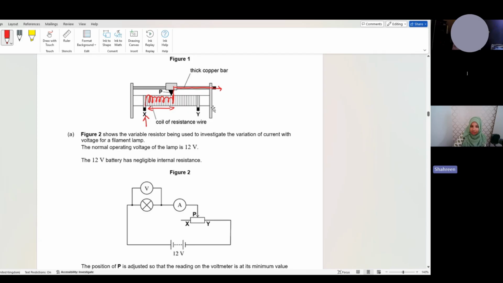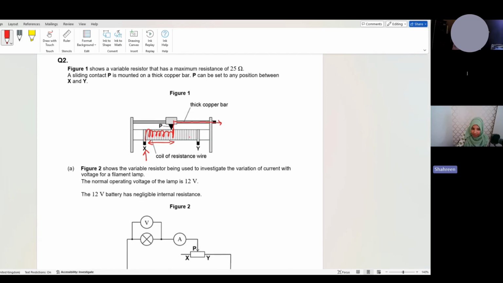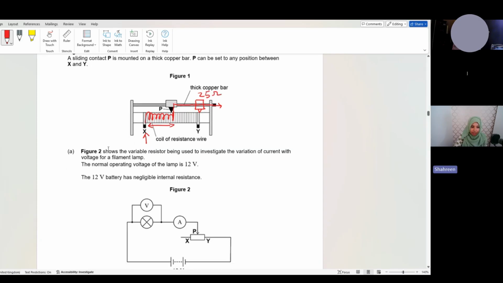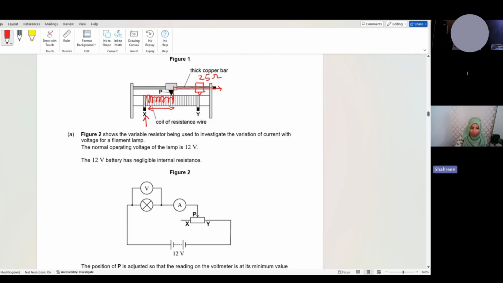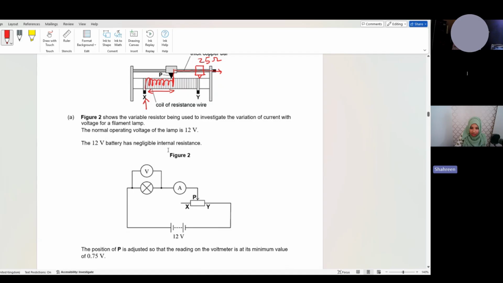So the maximum resistance you can have for this, let's say if you moved the slider to this position here, then the maximum resistance you will have included is 25 ohms. Now, Figure 2 shows the variable resistor being used to investigate the variation of current with voltage for a filament lamp. The normal operating voltage for the lamp is 12 volts. The 12-volt battery has very negligible internal resistance. So the battery itself does not have any internal resistance, and it's supplying 12 volts, right?